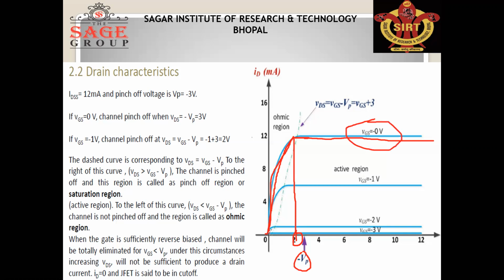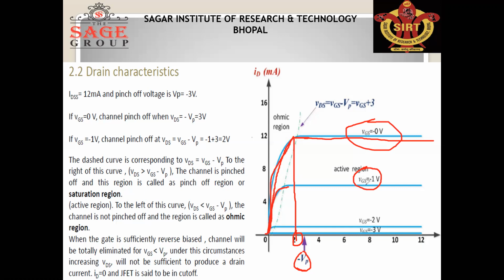So first, when VDS is increased, the current will increase, and as soon as VDS becomes the pinch off voltage, the current becomes constant. Now we increase the VGS. Again current will increase, but it will not increase as much as it does when VGS is equal to 0 volt.